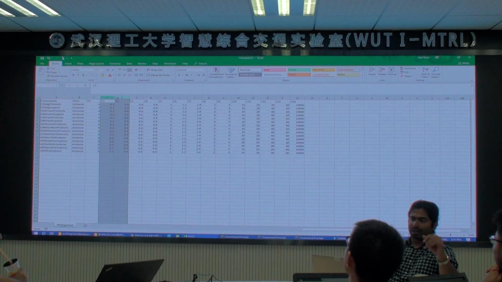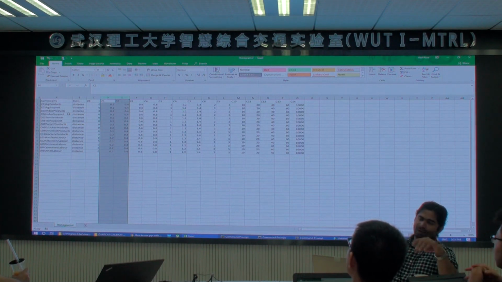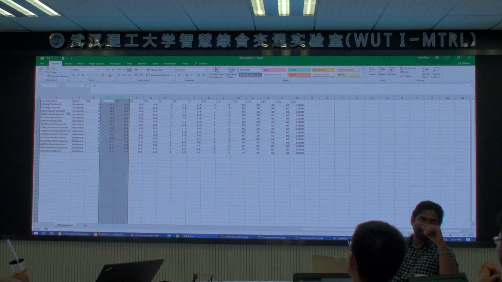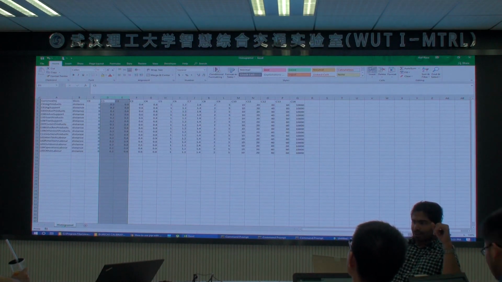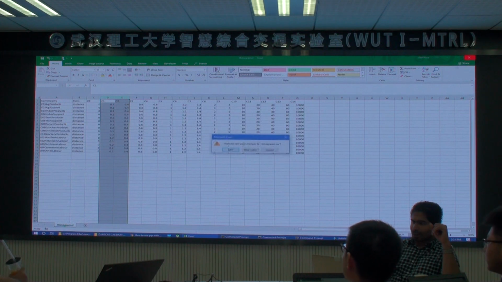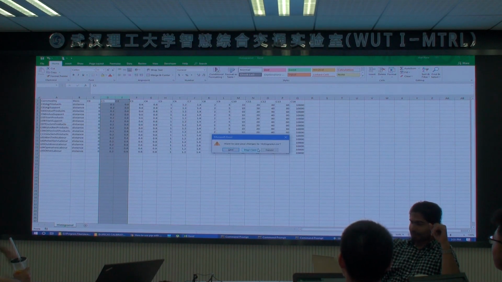I will go to the output file as well later, but this is the file where we define the bands for the trip lengths. And these bands are in kilometers. If it's time, then it is in minutes.